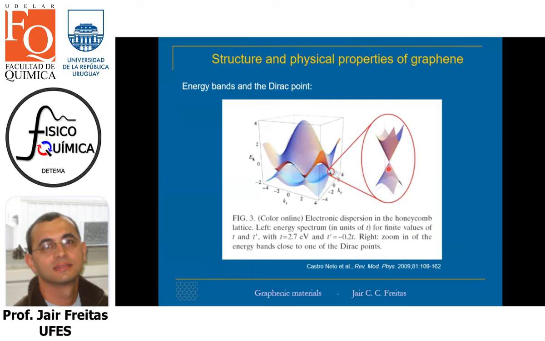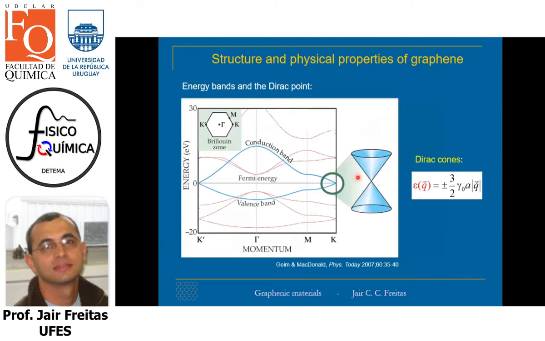So we have here a lower band, which we describe as a valence band, with electronic states completely filled, and above it, we have a conduction band completely empty. And these two bands meet exactly at these points. These are the vertices of the hexagon shown in the previous slide.